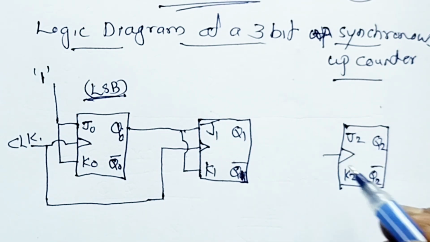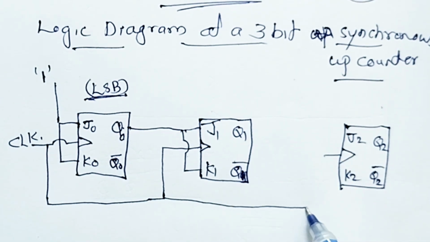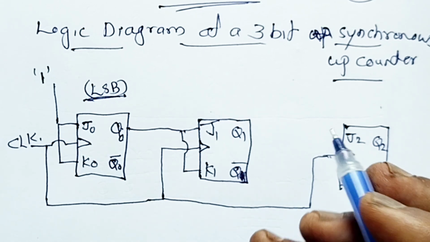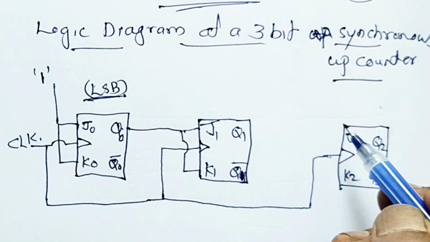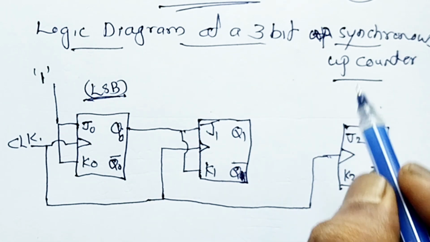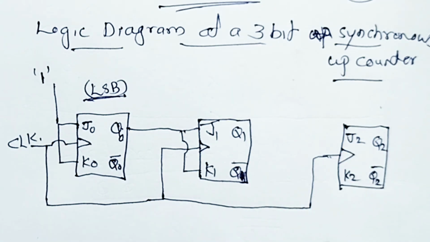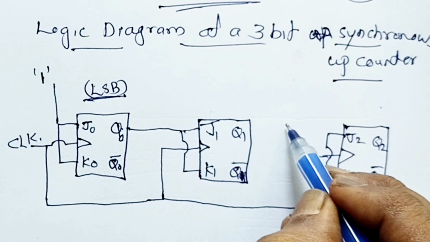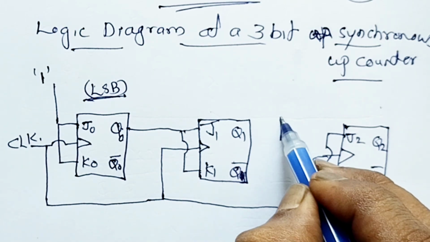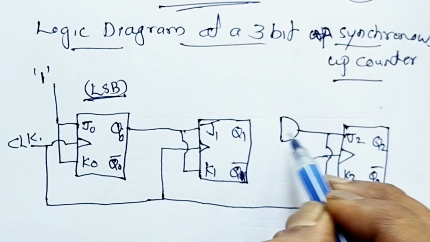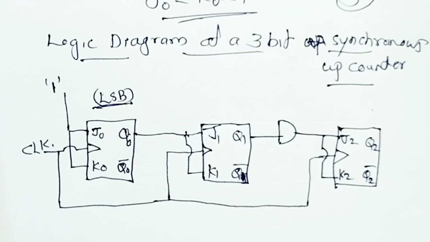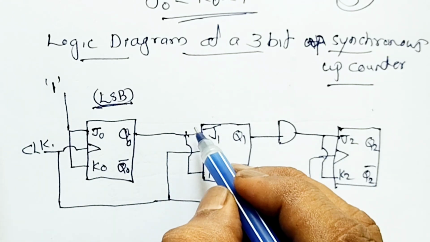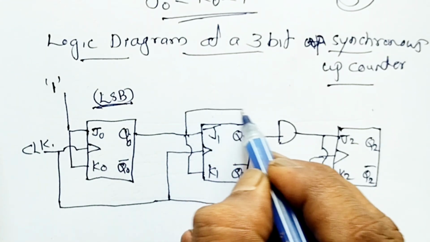And now let's see the expressions. We got J2 equal to K2 equal to Q1 and Q0, so we need an AND gate over there. So Q0 and Q1 are connected, like this. And finally we got our synchronous up counter. So this is usually simple. The design we can do by using D flip-flops and T flip-flops also.